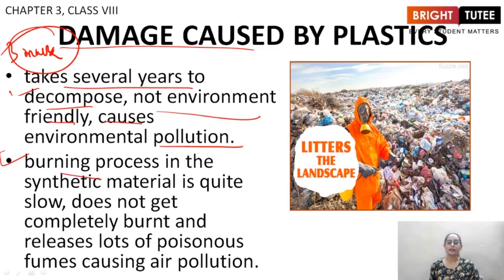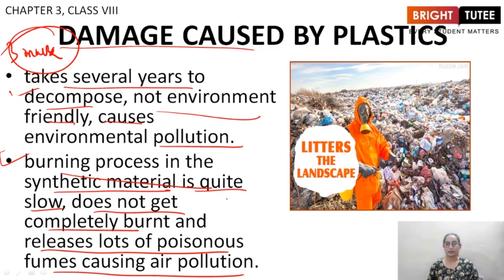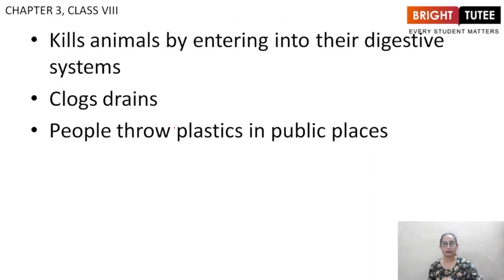Secondly, burning process in the synthetic material is quite slow. It does not get completely burnt and releases a lot of poisonous fumes causing air pollution. So burning the plastic articles is also not an option. Hence, we have to somehow discover some idea to make them disappear with the help of decomposition or some other idea, because we still have not been able to do that. So this was the damage caused by plastics.